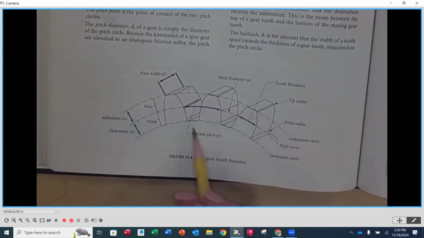And circular pitch is not really a radial distance, but the circumferential distance from one point on the pitch diameter to the very same point on the next tooth on the pitch diameter. That's another distance. Probably the two physical dimensions on here that we're going to hear the most about are pitch diameter and face width. Those are the two that you're going to experience the most.